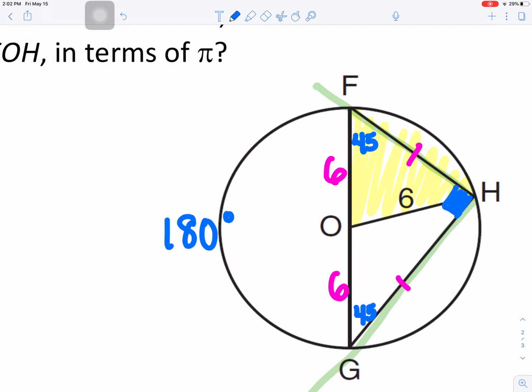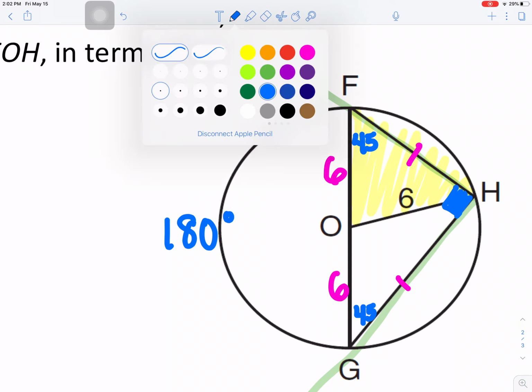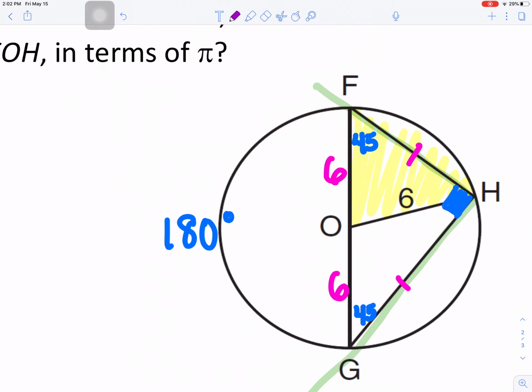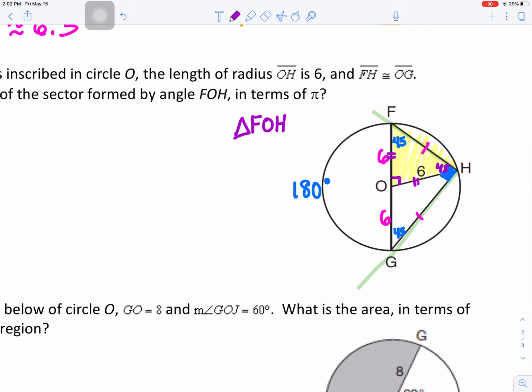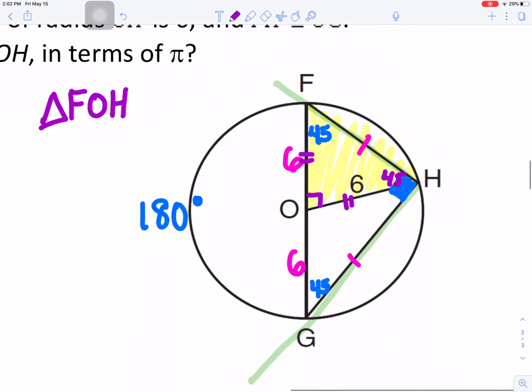Now this triangle here, FOH. Look at triangle FOH. Triangle FOH is also isosceles. So it's a 45. That's 45. This has to be 45. So this has to be 90, even though it doesn't look like it. Okay? So that was pretty convoluted, but this arc is 90 degrees.